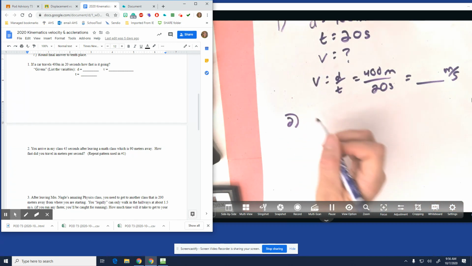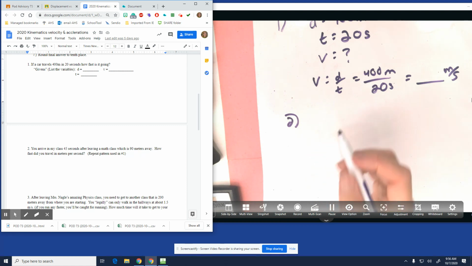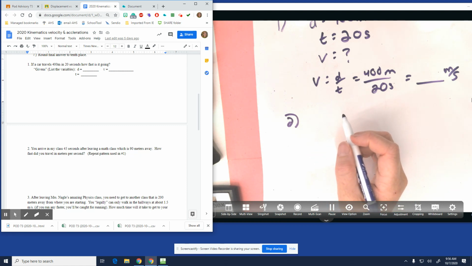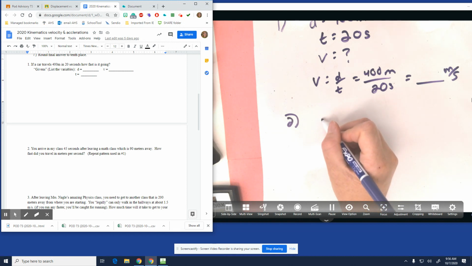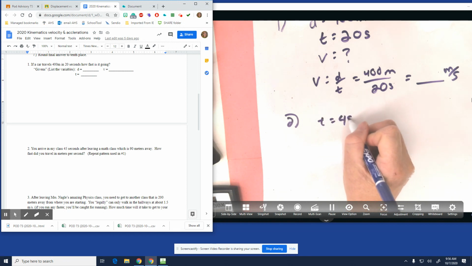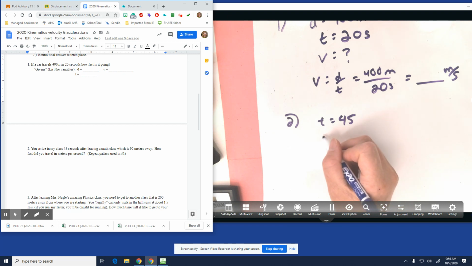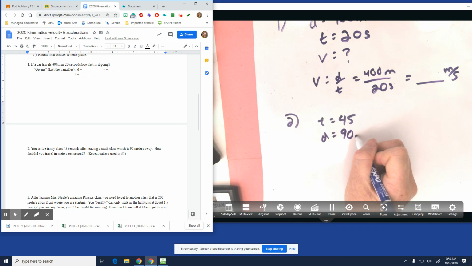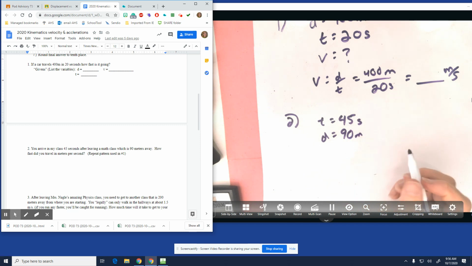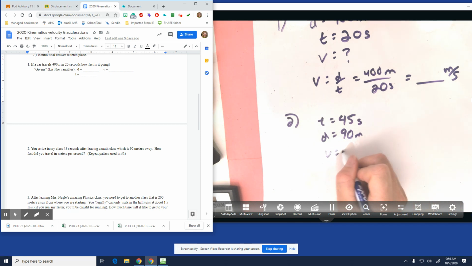Number two, you arrive 45 seconds after leaving math class. So now your time is 45 seconds. After leaving your math class, which is 90 meters away, that's the distance, 90 meters. How fast did you travel? Your velocity is question mark.